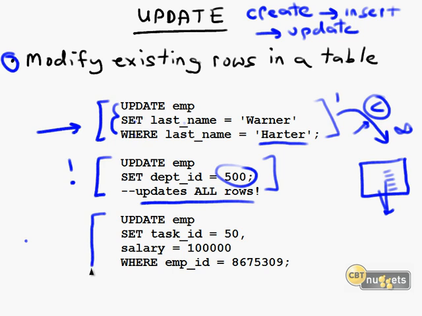This third example shows where we can set or change or update, whatever term you want to use, the values of more than one column. All you do is simply list the changes in a comma-separated fashion. That is to say, update emp, set task ID equals 50, comma, salary equals 100,000, where emp ID equals 8675309. So in this case, we'll only be affecting Jenny's account.